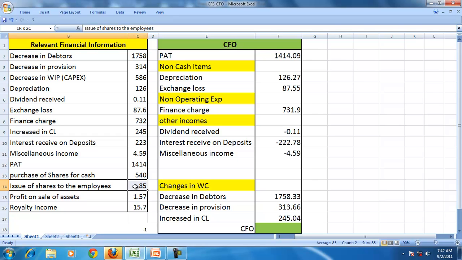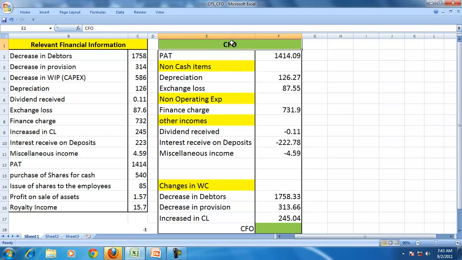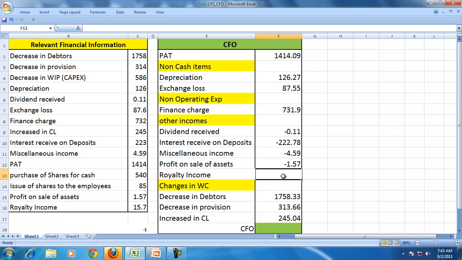Issue of shares to the employees is a financing decision, so it will not affect the CFO calculation. Profit on sale of asset is also non-operating and may be a part of the investment decision, but generally while computing the PAT you might have shown that, so the profit on sale of asset has to be removed or deducted while computing the CFO from the PAT. If profit on sale of assets is not included in the PAT, then you don't have to make this adjustment. The same is the treatment with the royalty income. Royalty income, assuming it's non-operating, you have to deduct that too.